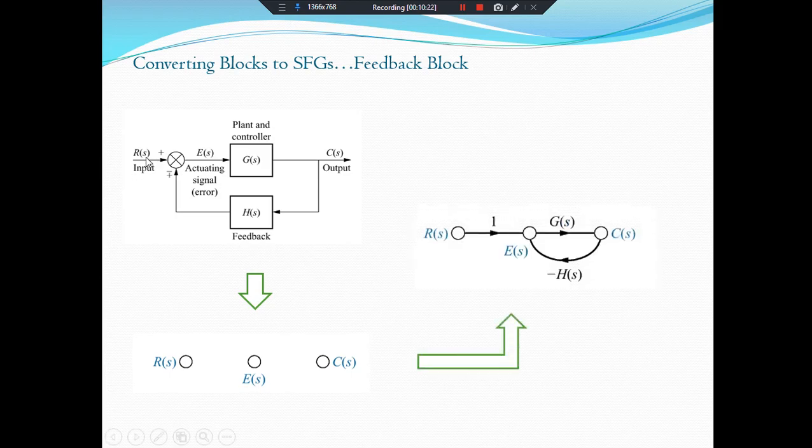R of S will connect with the E of S, and the gain of the branch is 1. Here it comes from C of S to E of S, another branch, and the gain of the system is minus H of S, and the E of S and C of S are connected with this plant and controller, and the gain of this system is G of S. So we represent this feedback block diagram as a signal flow graph.